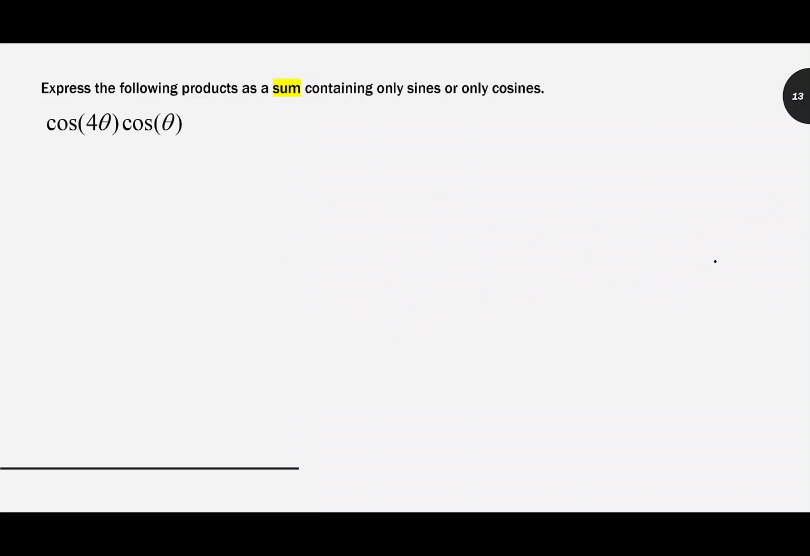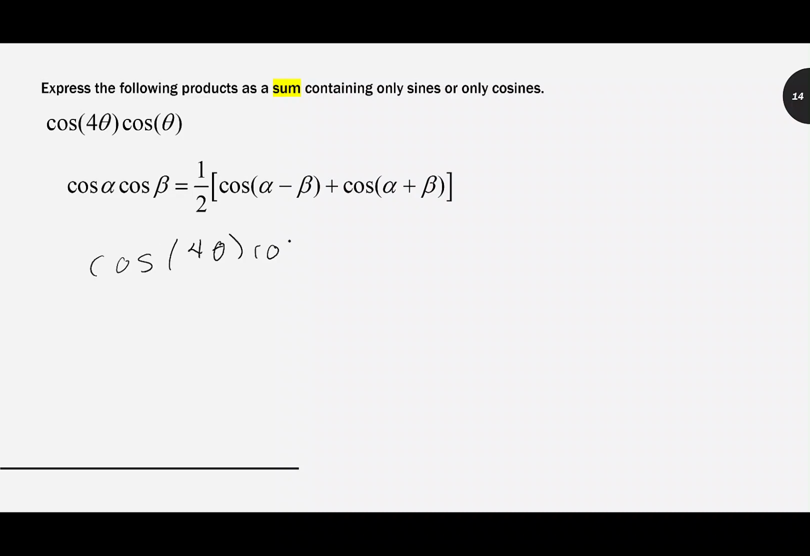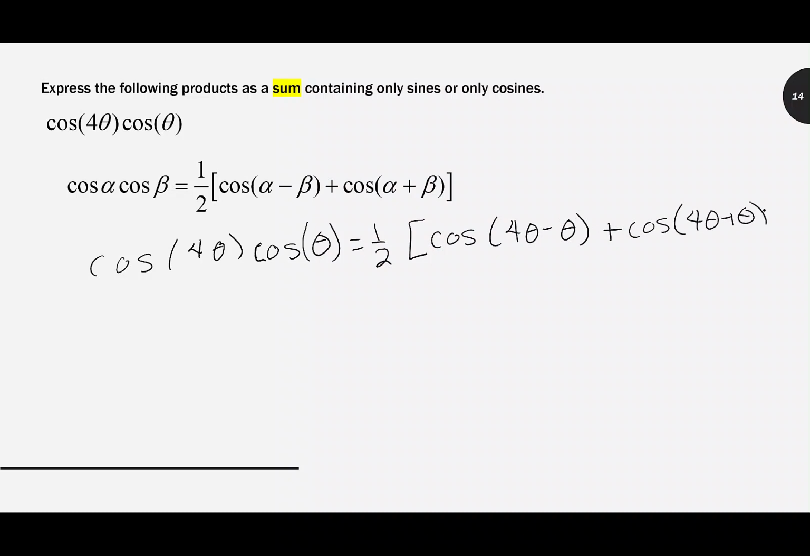Our next question says express the following product as a sum containing only sine or cosine given the cosine of 4 theta times the cosine of theta. I'll bring in the formula we want to use, and I'm going to substitute 4 theta for alpha and theta for beta. So cosine of 4 theta cosine of theta will be 1/2 of the cosine of 4 theta minus theta plus the cosine of 4 theta plus theta. This simplifies to 1/2 of cosine of 3 theta plus the cosine of 5 theta.